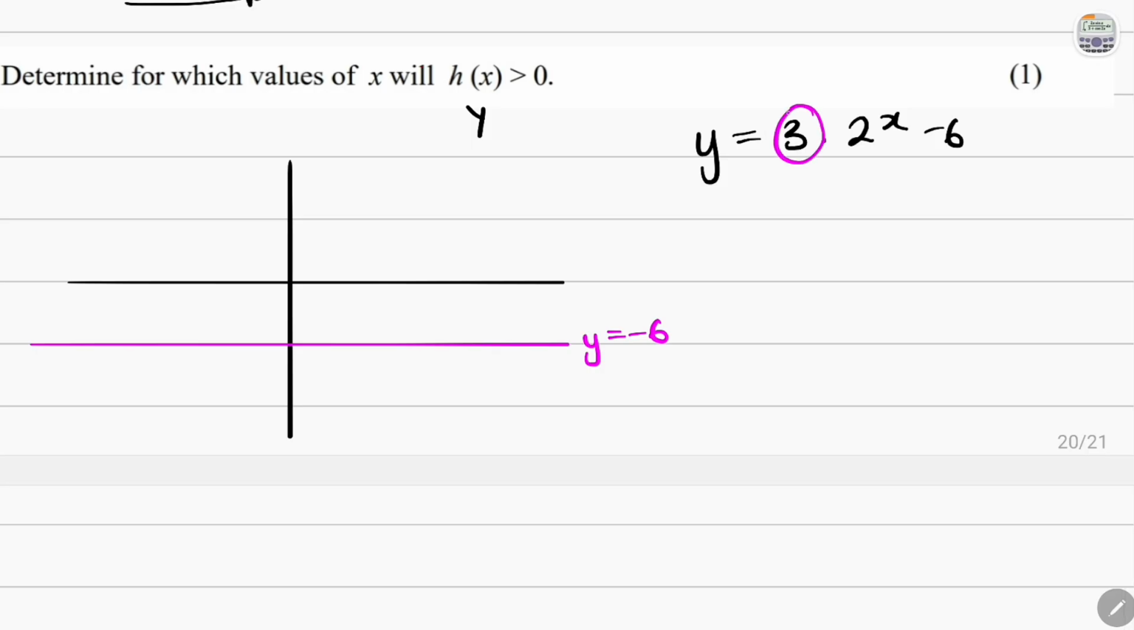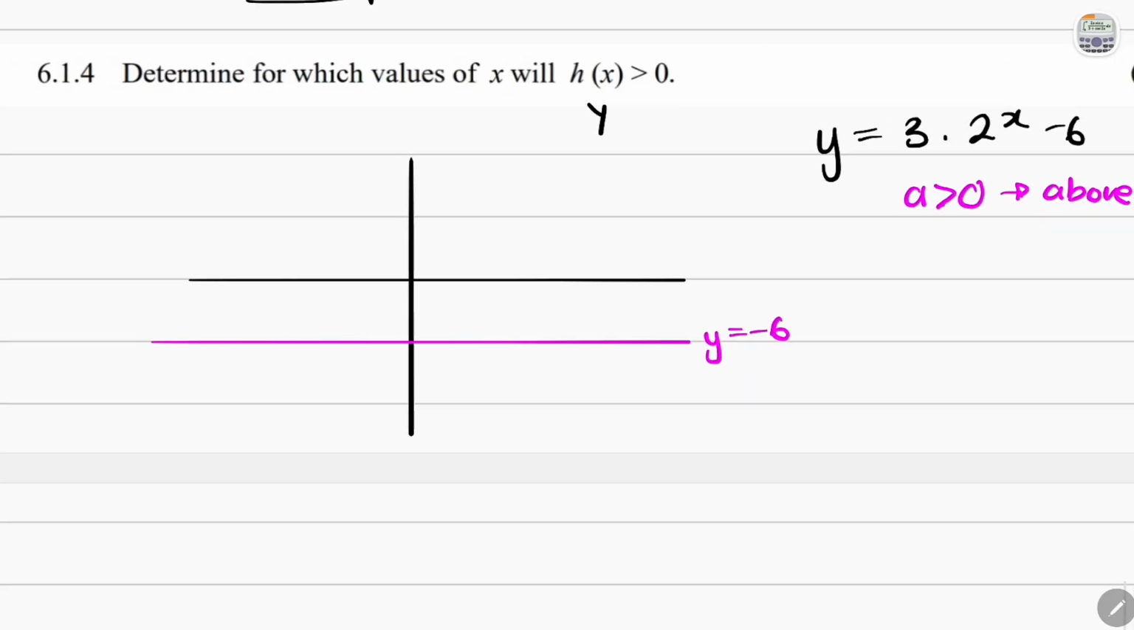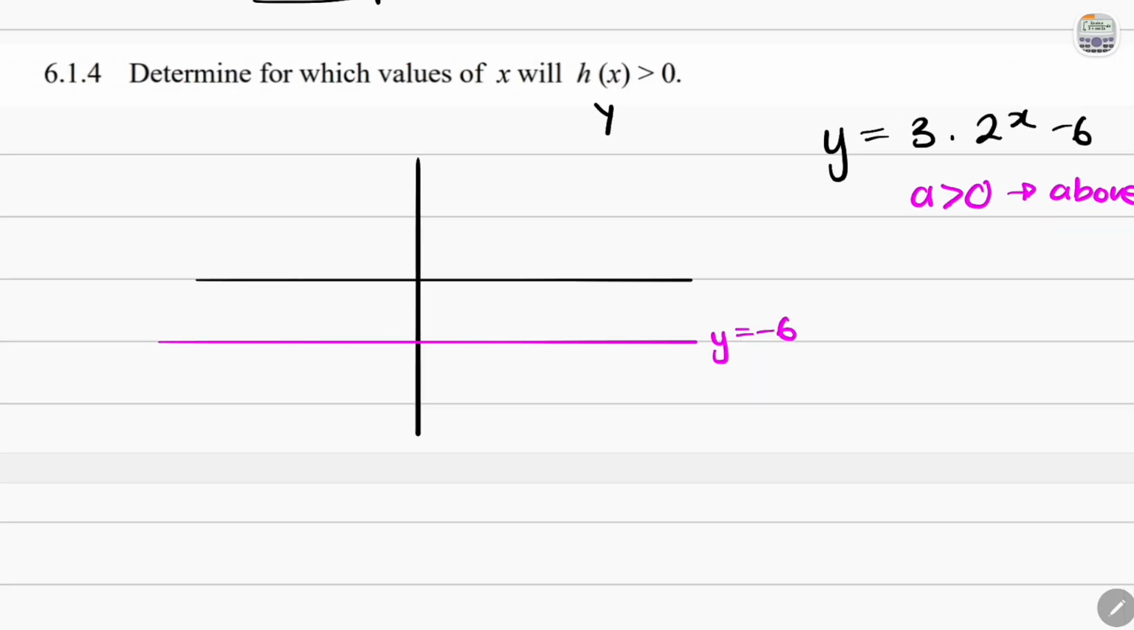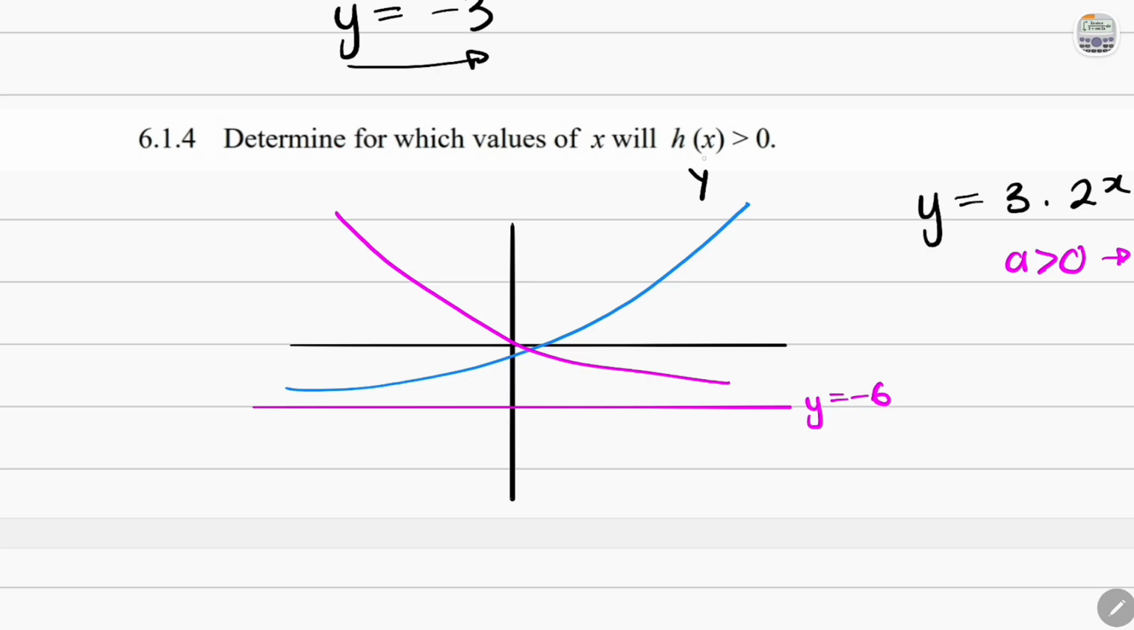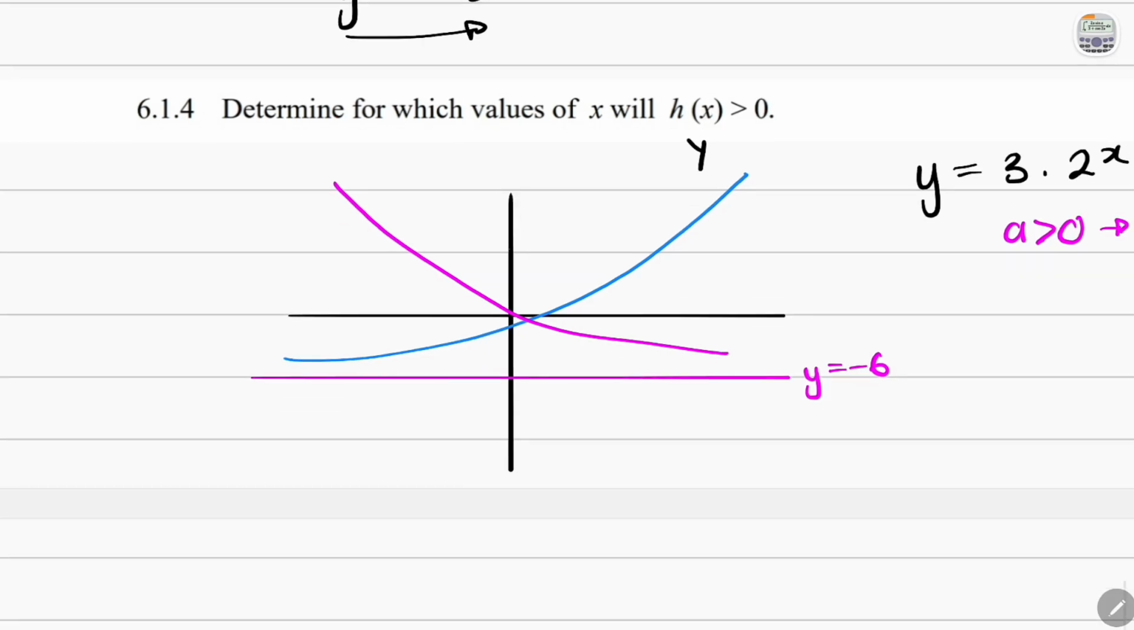So you look at the value of a, the value in front of the number carrying the exponent. You can see that a, or 3, is a positive value. Since it is positive, it means your graph lies above the asymptote. And that's really all you need to think about, because regardless of whether it is increasing or decreasing, that doesn't really affect all the values of x for which the y values are greater than 0.